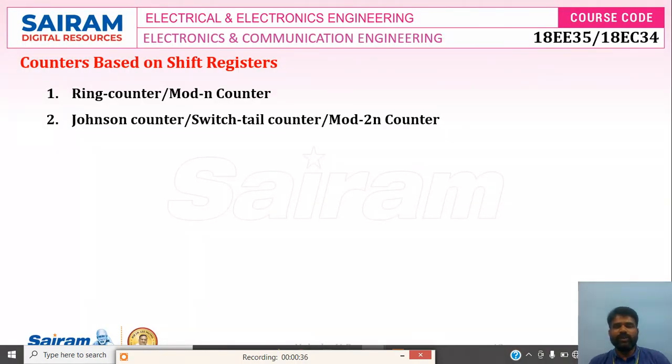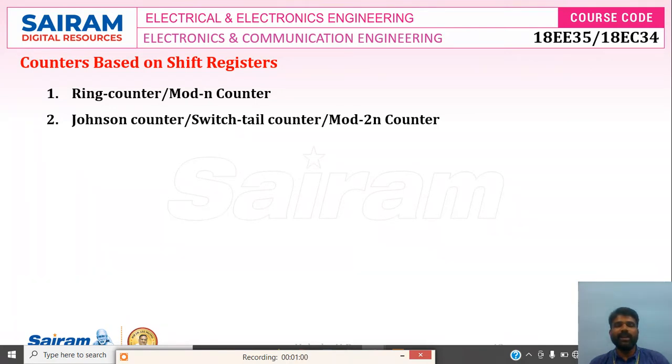We know counters means it generates a specified pattern. Hence it is also called a pattern generator. And one thing you must remember, the total number of states is called the modulus of a counter. So based on the shift register, we have two types of counters.